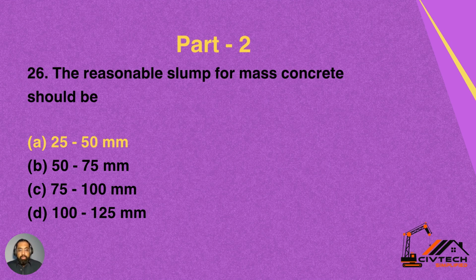It's part 2, question number 26. The reasonable slump for mass concrete should be option A 25 to 50 mm, option B 50 to 75 mm, option C 75 to 100 mm, option D 100 mm to 125 mm. The correct answer for this question is option A, 25 mm to 50 mm. So it should be at least 1 inch to 2 inches.